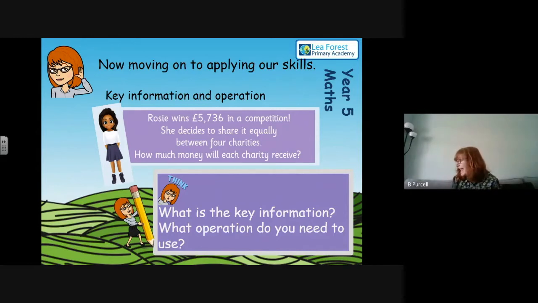So you're all jumping ahead. Well done, Danielle. You've told me what method I'm going to use, the bus stop method, and what information I'm going to use. Lexi, I don't want the answer just yet. I just want to know what operation and what the key information is. And Summer, I love that you've spotted straight away something that I was going to go over, that this word is a real big clue to what operation you need. So let's have a look.